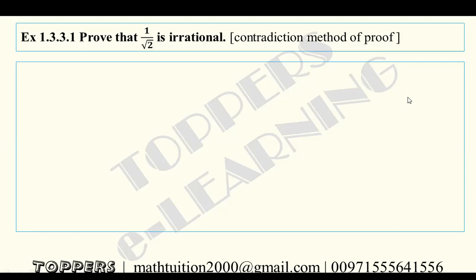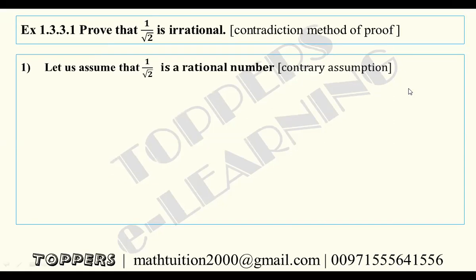So, first step, let us assume that 1 by root 2 is a rational number. Actually, it is irrational, but we are assuming it is a rational number. So, it is a contrary assumption. Now, step 2.